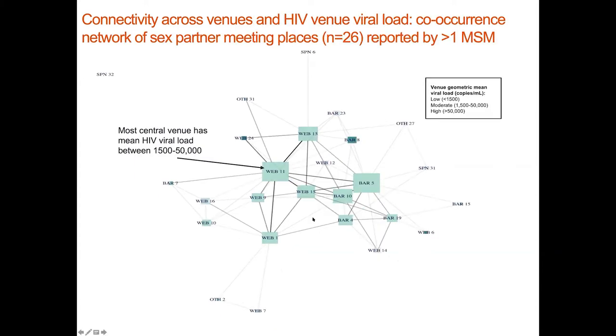And here we added one more layer of information. I'm not really going to dwell here. You can look at it in the paper. But what we added then was information. So for every viral load that an individual had that we had information on, and we had pretty complete data, we attributed that viral load information to the venue and generated a geometric mean viral load. And what is striking is that 88% of the 26 venues we could get a venue viral load on, and 95% of the venues were classified as high or moderate with a viral load of greater than 1,500 copies per ml, suggesting a lot of transmission potential here.